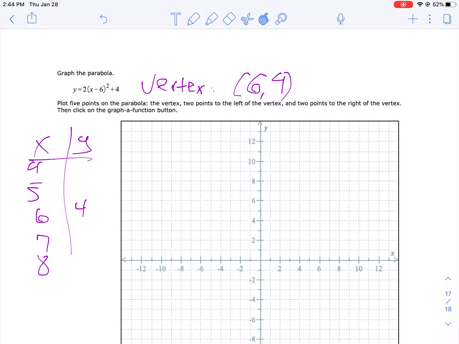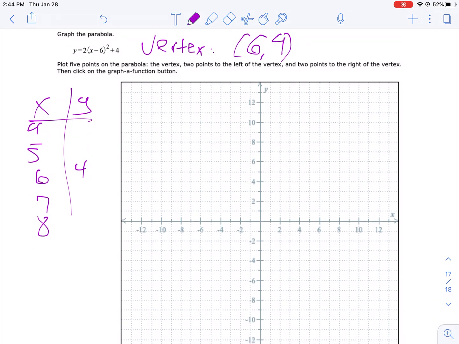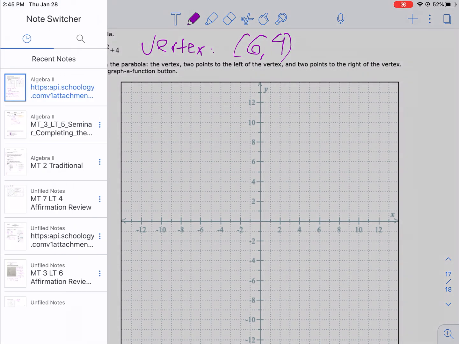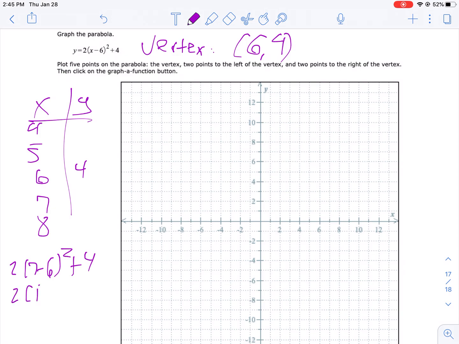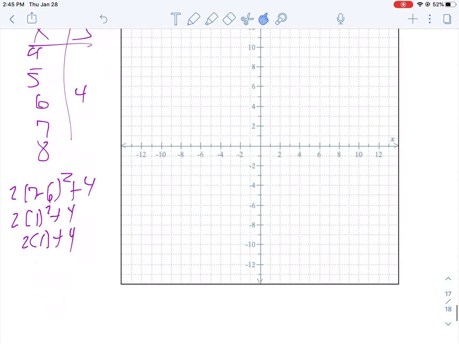So let's find our first point. Let's find when X is 7. So I have 2 times 7 minus 6, the quantity squared, plus 4. Well, 7 minus 6 is 1. 1 squared is 1. 2 times 1 is 2. Plus 4 gives me 6. So I know when X is 7, Y is 6. When X is 5, Y is 6.